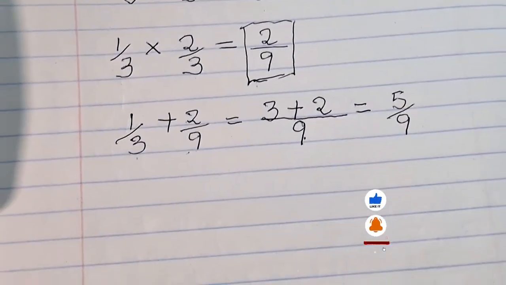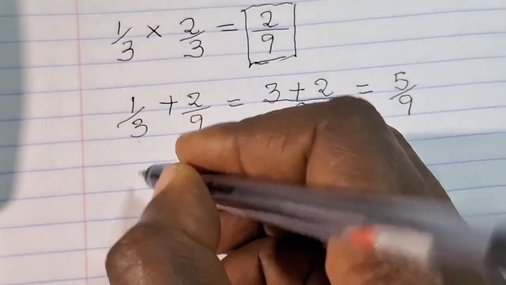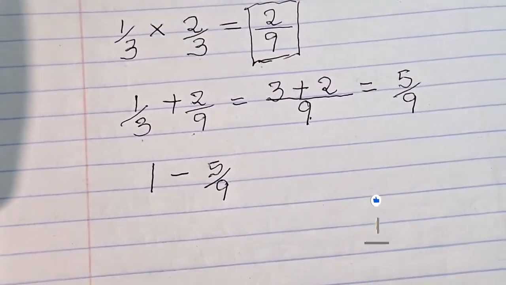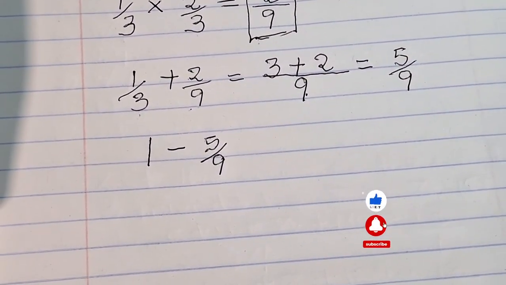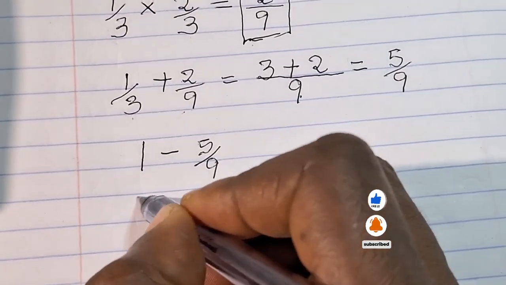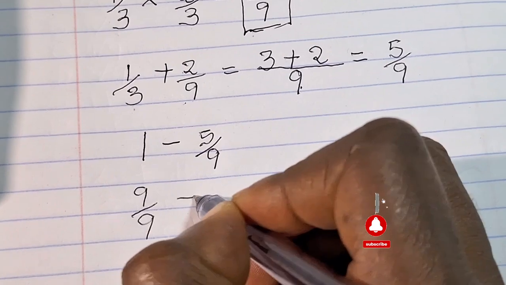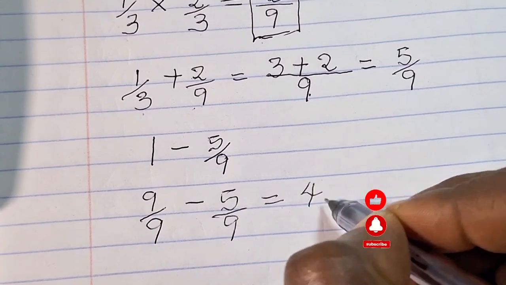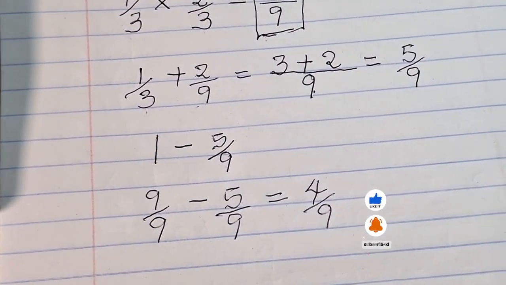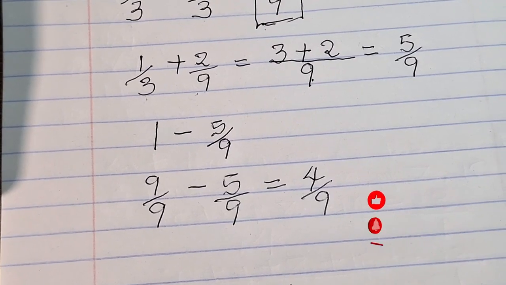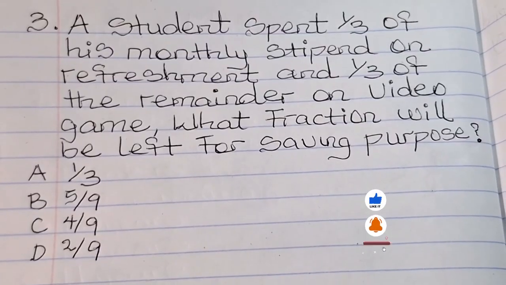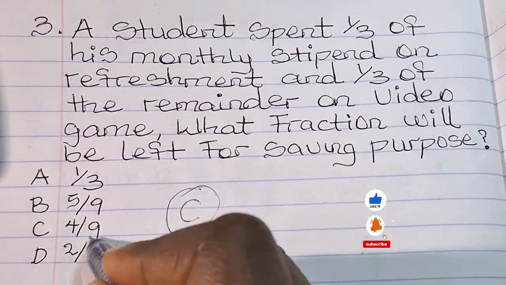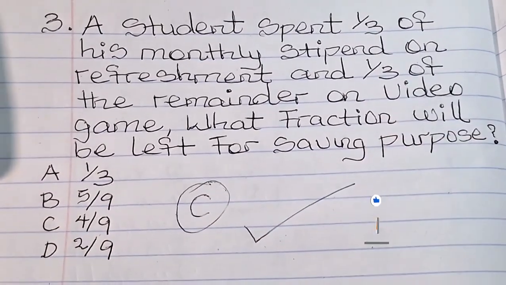Now remember that his stipend is a whole number. So I'm going to have 1 minus 5 over 9. Whatever I get is the fraction remaining for saving purpose. So I can do 9 over 9 for my 1 minus 5 over 9. And it's going to give me 4 over 9. Then I go back to the question and choose the correct option, 4 over 9. Back to the question, I'm going to choose C because C is 4 over 9.